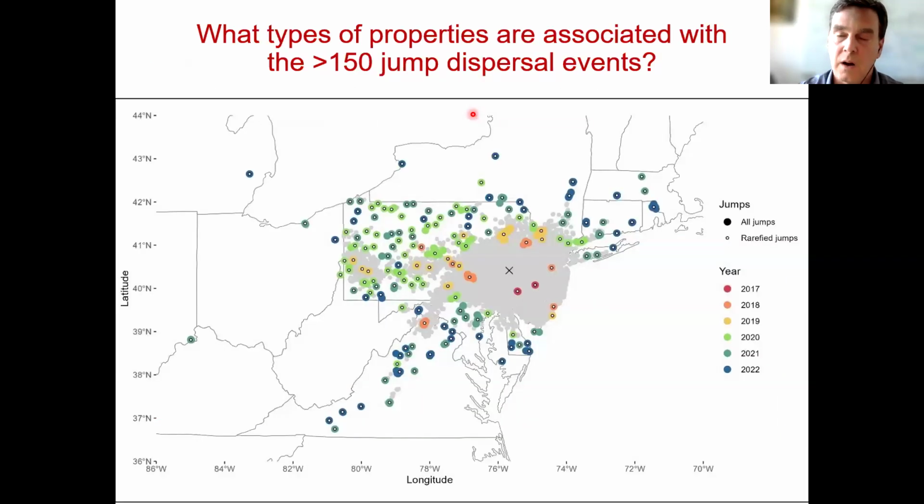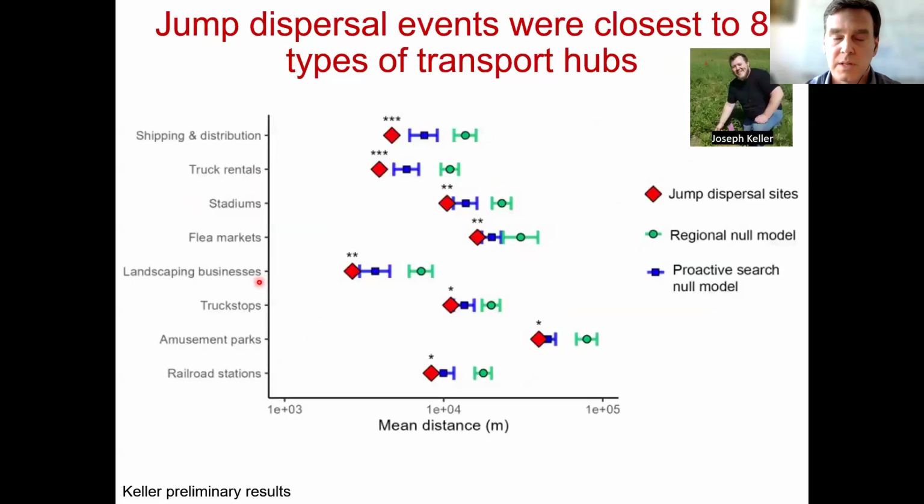So we have our method that I talked to you about, where we have now quantified, through 2022, and now 2023 and 2024, about 180 jump dispersal events all across the United States. And now we can look and see what property these different jump dispersal events were associated with. These are preliminary results that my postdoc is working on for publication. By looking at these point of interest databases, these property type databases, he found that there are 8 types of transport hubs that they're associated with.